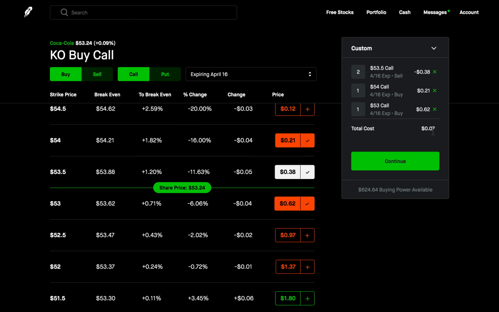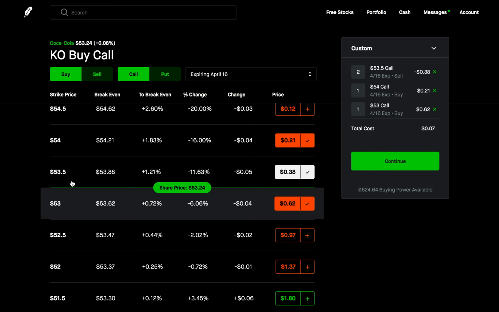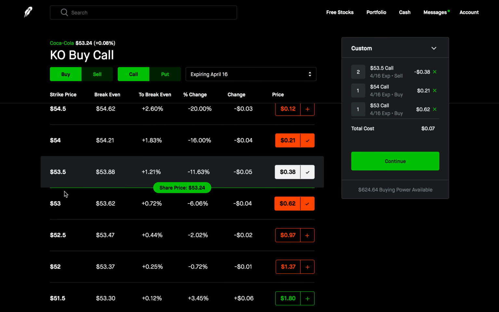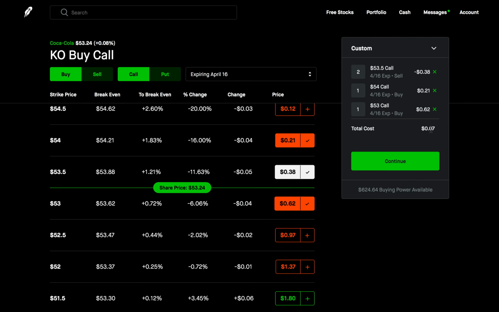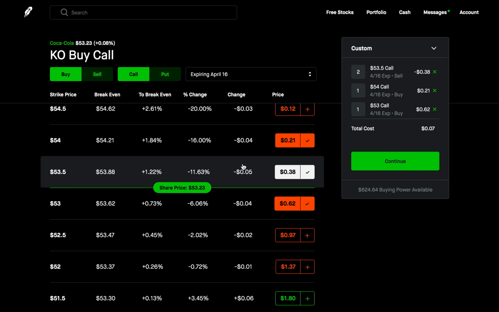And so our max loss here is defined. It's the debit that we're paying to enter this trade, which in this scenario is going to be about $7. Now our max profit is also defined. Our max profit will be the difference between the lowest and middle strike prices minus the cost to enter. So it's pretty cool because we can quickly come up with that. So the middle and lower strike prices, the difference between those. So 53.50 minus 53 is 50 minus the cost to enter, which is $7. So 50 minus 7 is $43. That's going to be our max possible profit here.